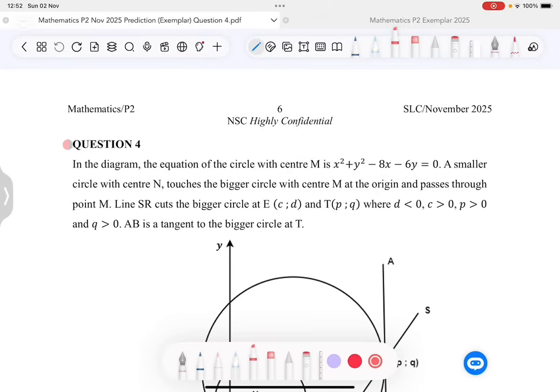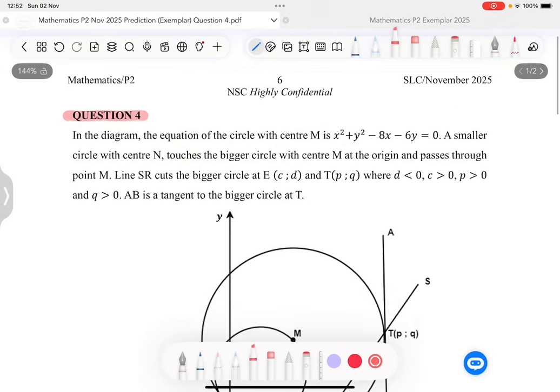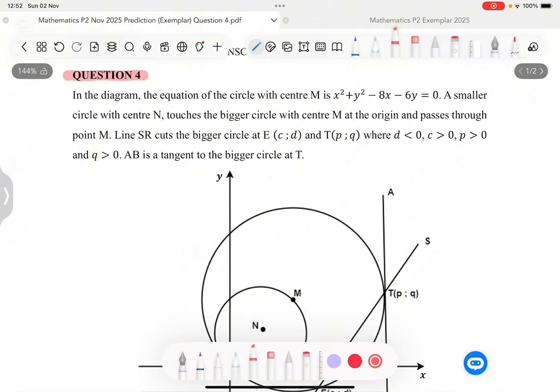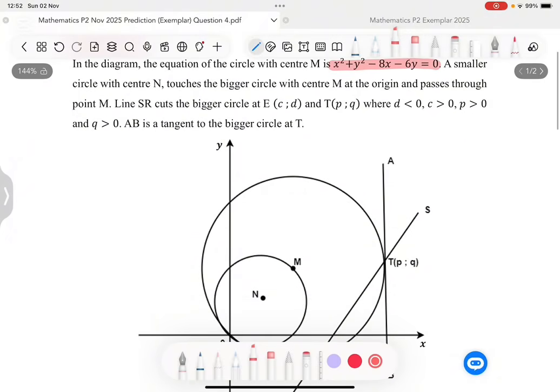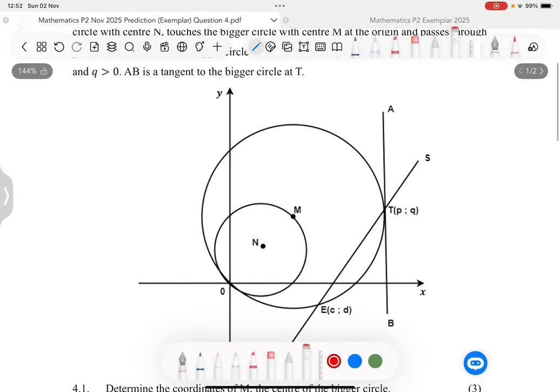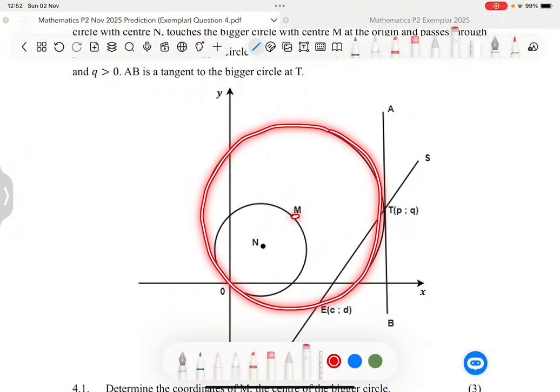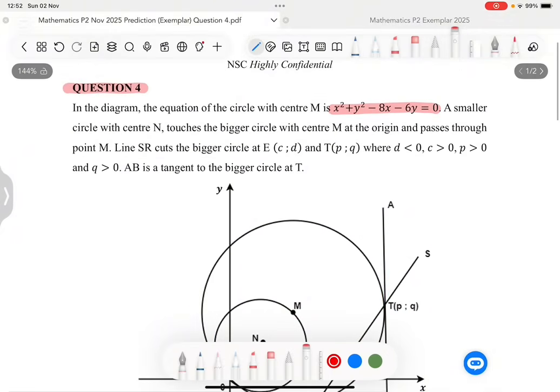Question 4 is the second part of analytical geometry. It specifically looks at circle geometry. In the diagram, the equation of a circle with center M is given. If we look at our diagram here, the circle that has a center M is a big circle here, and we are given that equation for that circle.